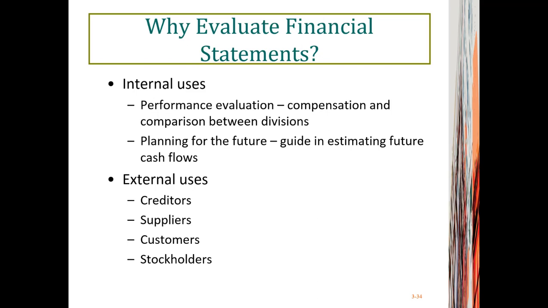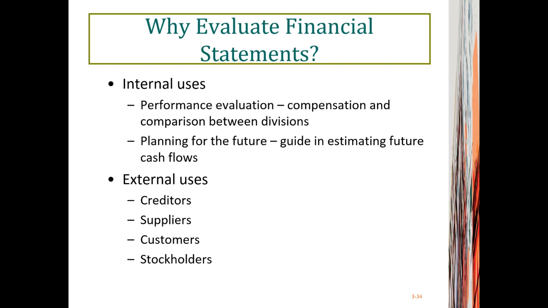And for external uses, information from financial statements and financial ratios is intensively used by all stakeholders of the firm. First one is creditors. They are bankers, the businesses or individuals that lend money to a corporation. Suppliers look at the situation of the company to determine how much credit they can extend to a certain company and how many goods they can deliver to the company.